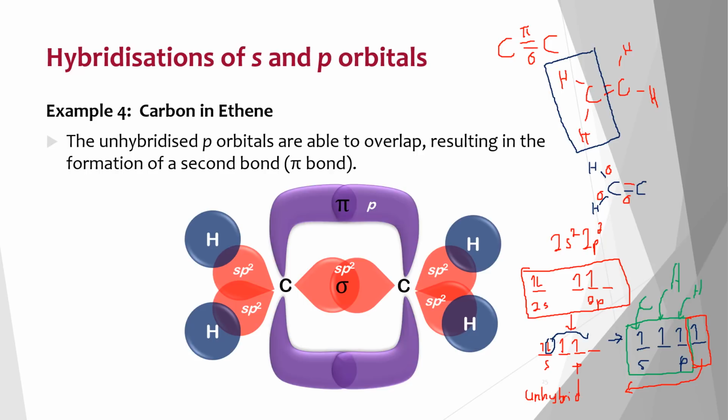Unhybridized. So this unhybridized p orbital will form the pi bond, which is the overlapping by the sideways. The formation of a pi bond happens when you have an unhybridized p orbital or unhybridized d orbital.